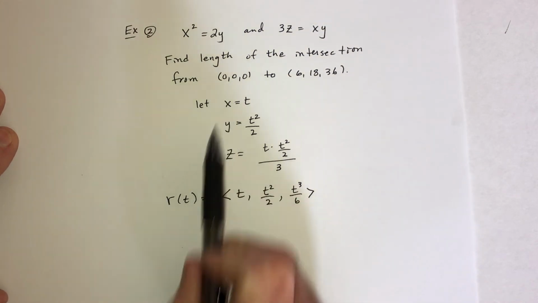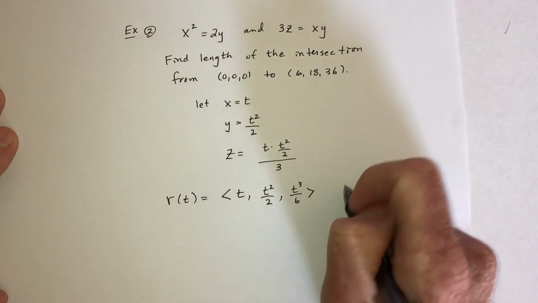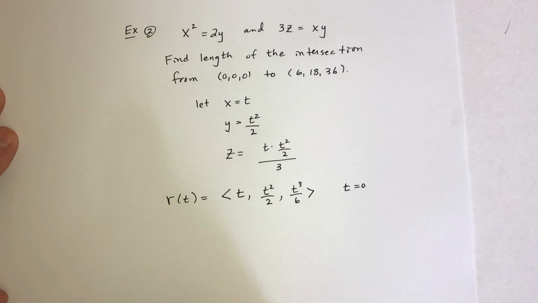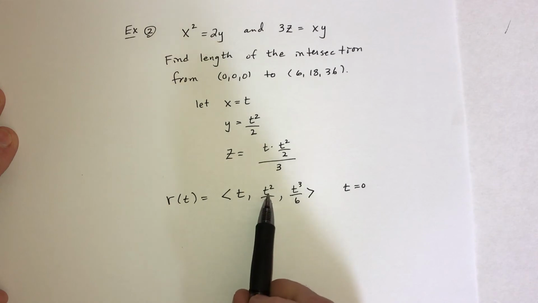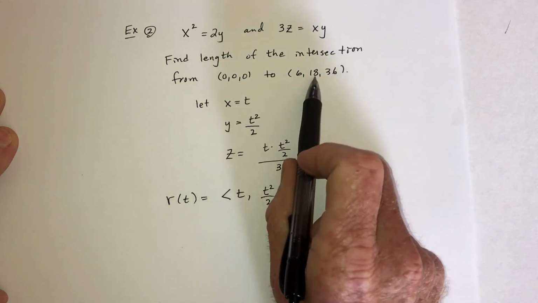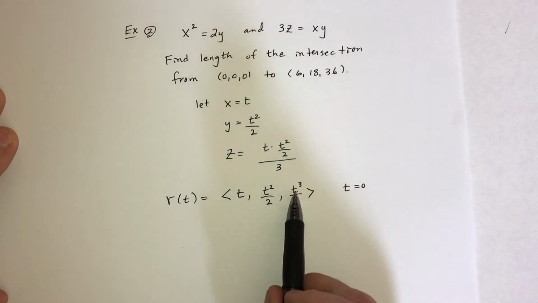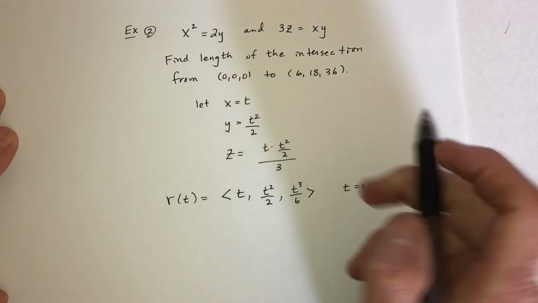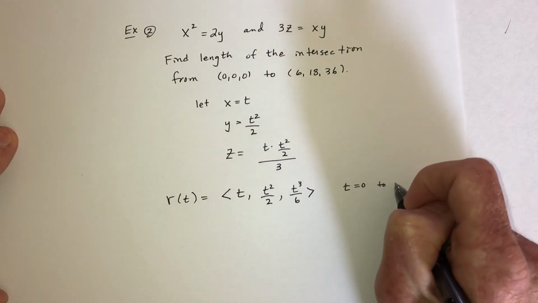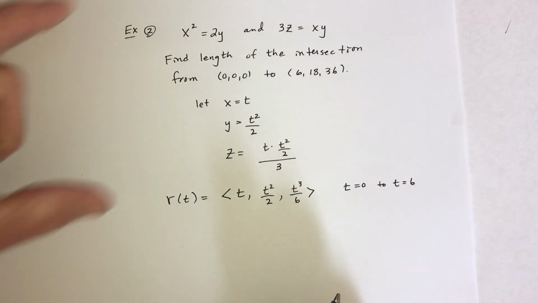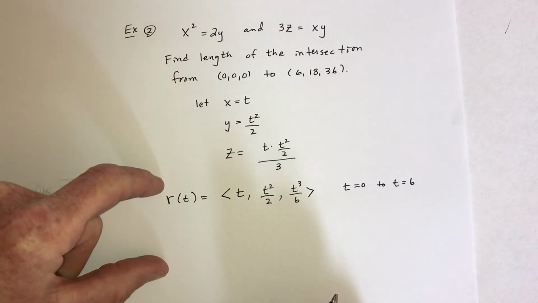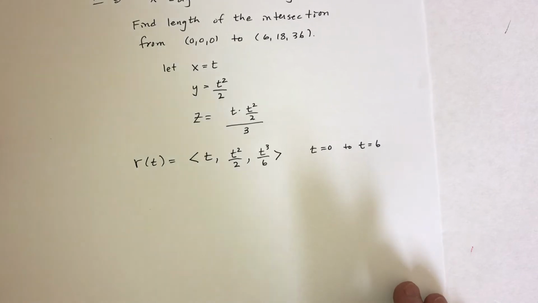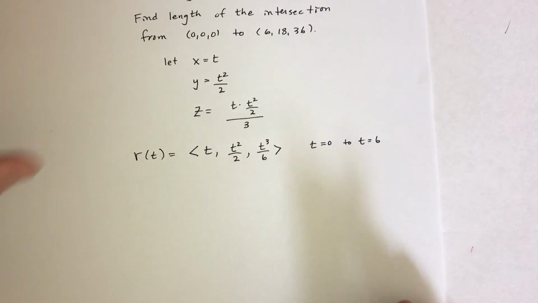Now, what about this? Well, if it's 0, 0, 0, that must mean t equals 0. And if this has to be a 6, this must be a 6. And if you square it, that would be 36 divided by 2 is 18. And if you take a 6 and cube it and then divide by a 6, that means it's really 6 squared. That's 36. So in other words, from t equals 0 to t equals 6. So this is the extra part that we definitely need to be doing in the future. This is what they would ask you on the homework, specifically in this section. That was just a little preview.